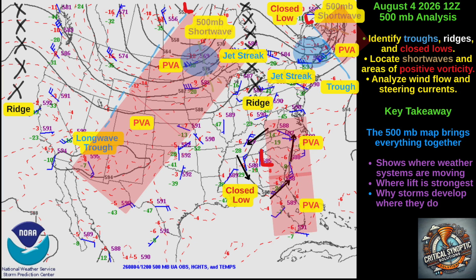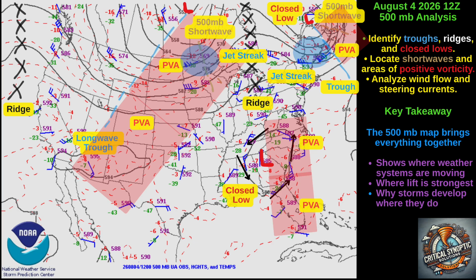Step 3, we want to find the jet stream and any jet streaks. Stronger winds high in the atmosphere can help storms organize and strengthen. Step 4, look for areas where several ingredients overlap. That's usually where the atmosphere is becoming more favorable for rising air. And finally, step 5, we want to compare what you're seeing with the surface weather. Does the upper air pattern match where the storms are developing? The more you practice these 5 steps, the faster reading these maps becomes.